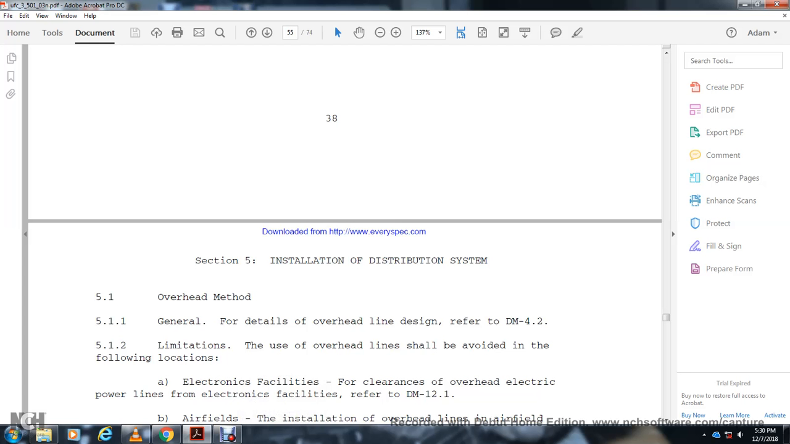Alright, Section 5, Installation Distribution System. 5.1 Overhead Method. General: with each overhead line design, refer to DM4-2. The overhead line should be avoided in the following locations.